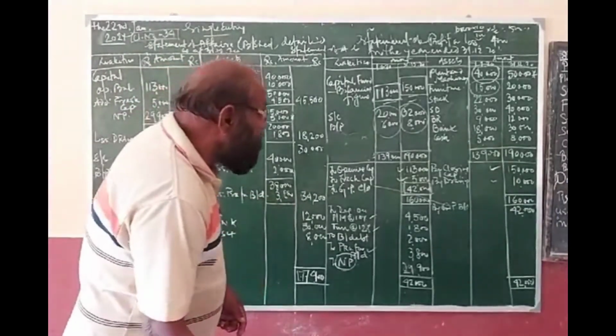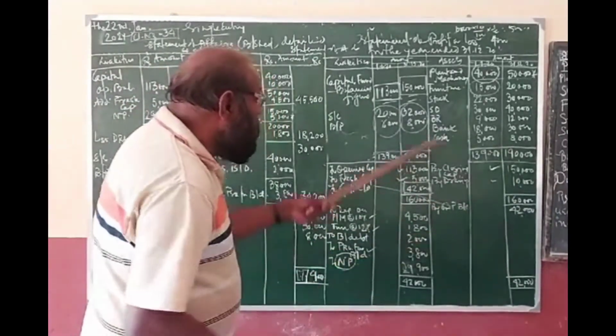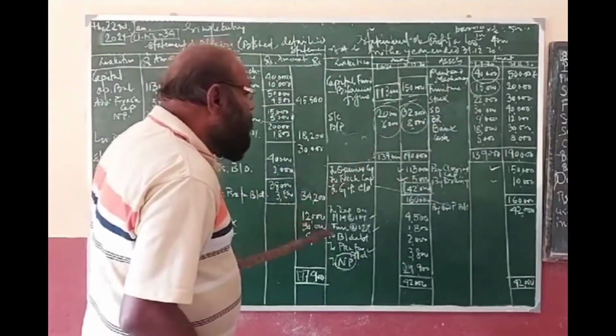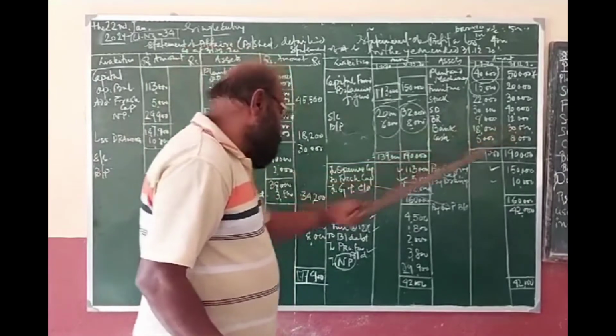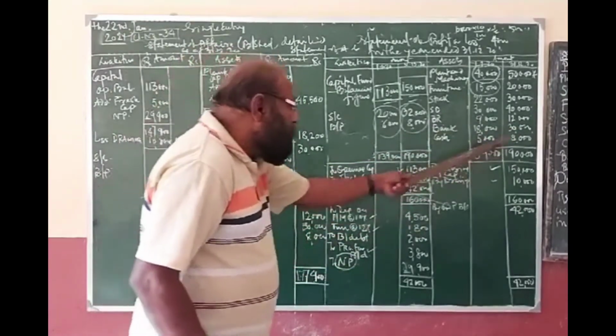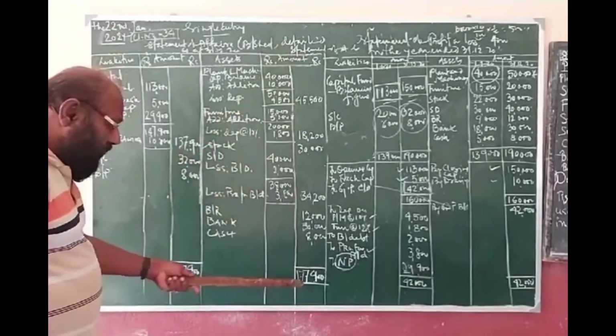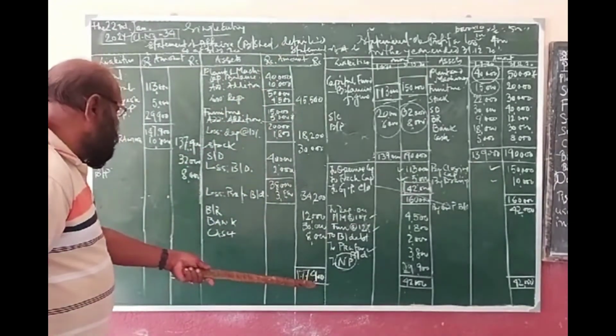Now, then comes your reserve for bad debt. Sorry, bill reserve. It is 12,000. Okay, bank balance, how much? 30,000, and cash rupees 8,000. Clear? So our asset side of the balance sheet is showing 1,77,900.